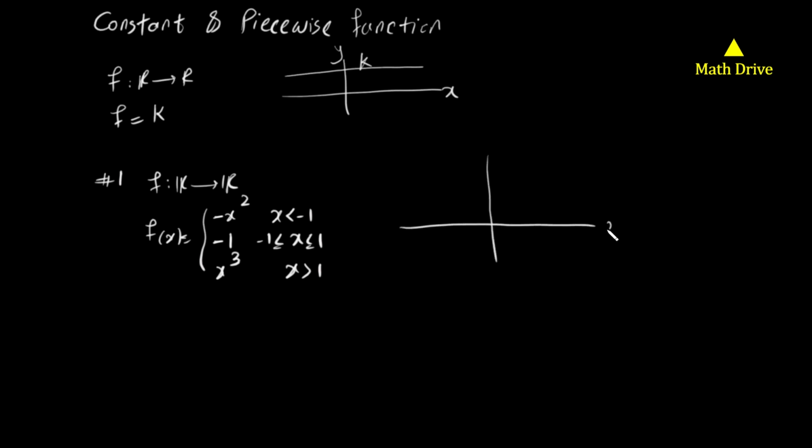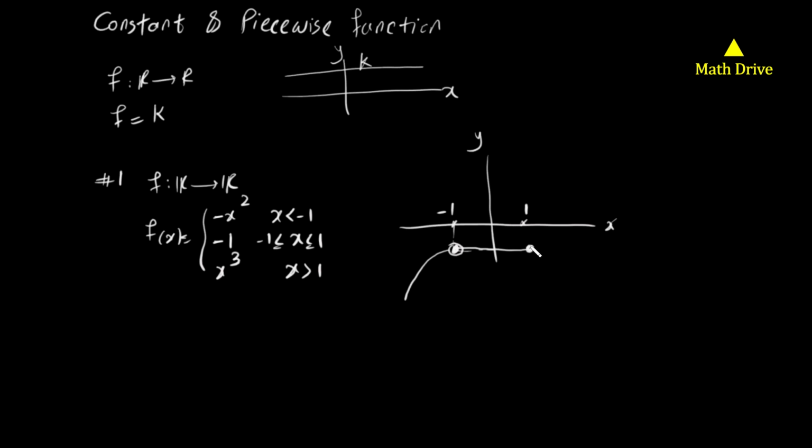So x and y, and the transition points are minus 1 and 1. For x less than minus 1, it is minus x squared. Later we can see it's a pretty simple function. At x equal to minus 1, it is not defined here by itself, so it's going to be an empty circle, something like this. But we know that for x equal to minus 1, this function is equal to minus 1, so we're going to make it full. And then between minus 1 and 1 is a constant number, minus 1.